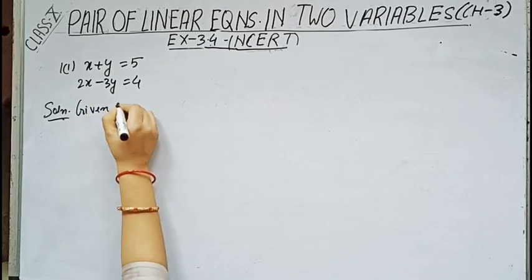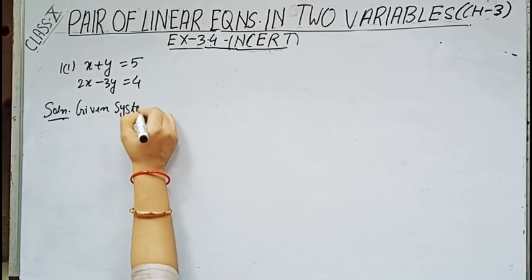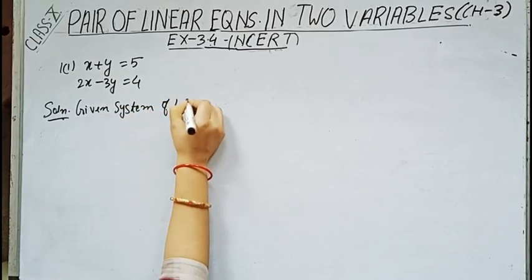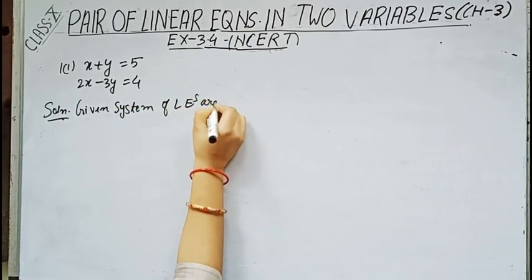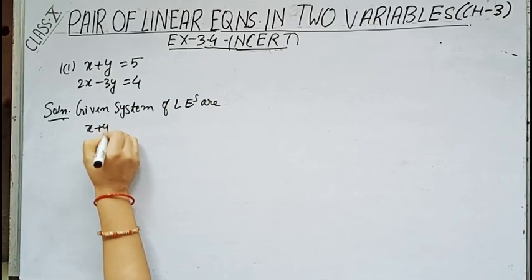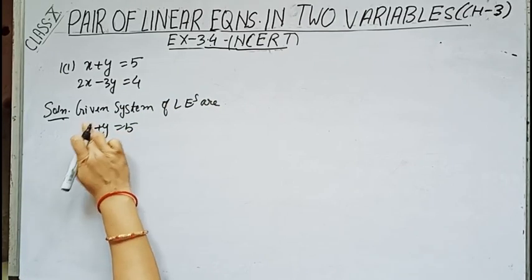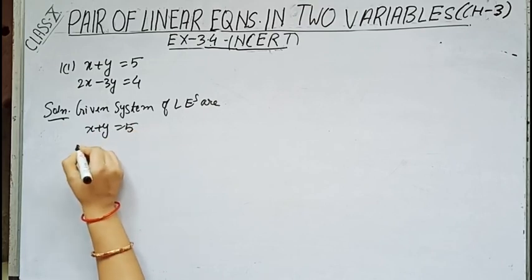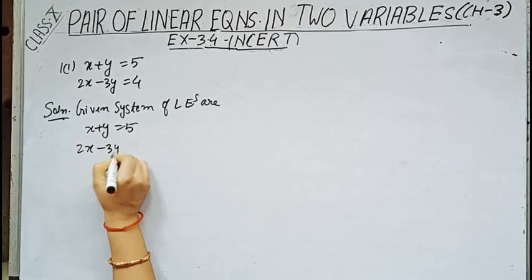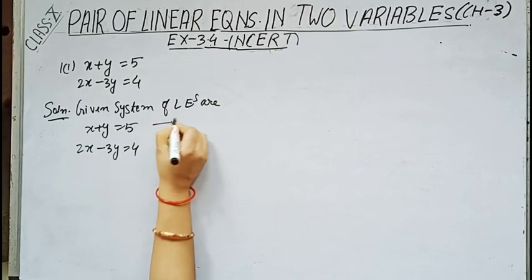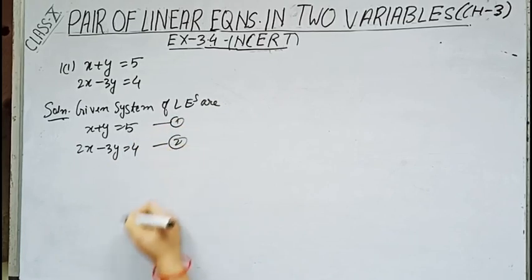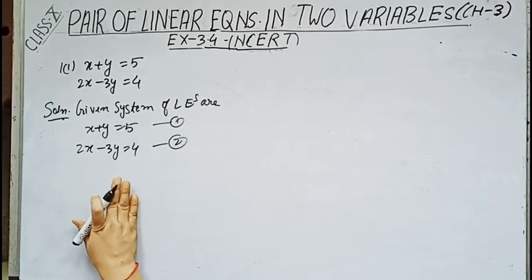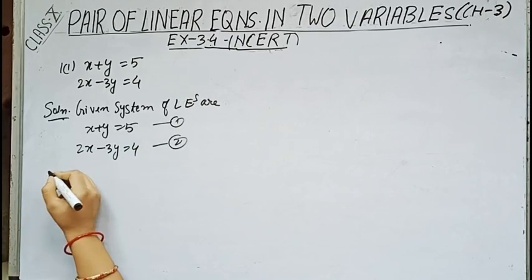Given system of linear equations are, first you have to write what is given in the question. x plus y equals 5 and 2x minus 3y equals 4. Let us make it equation 1. This is equation 2. Now let us solve first by elimination method.